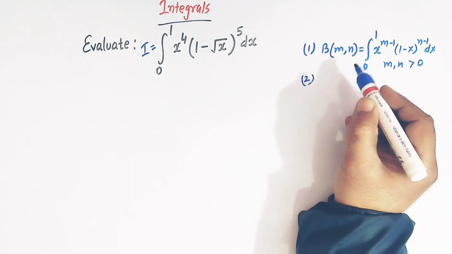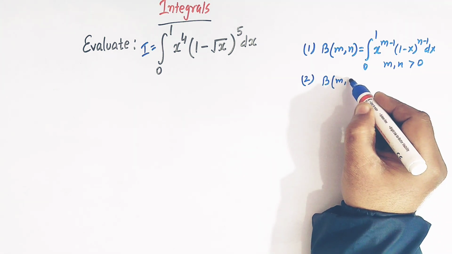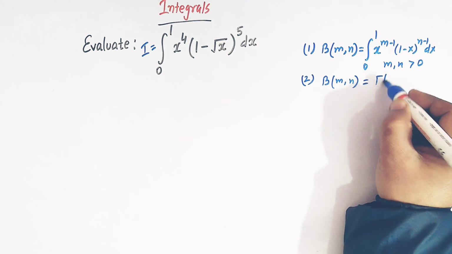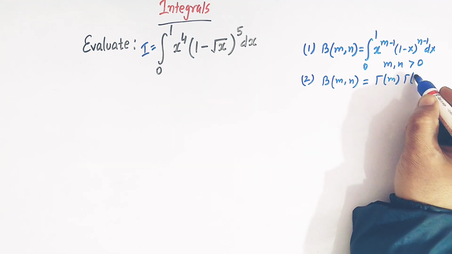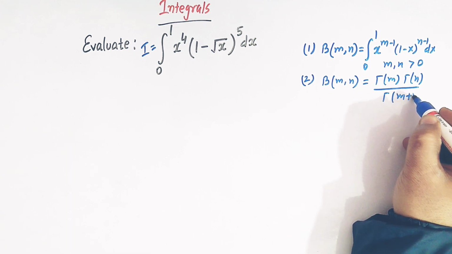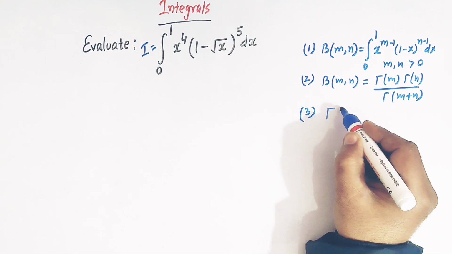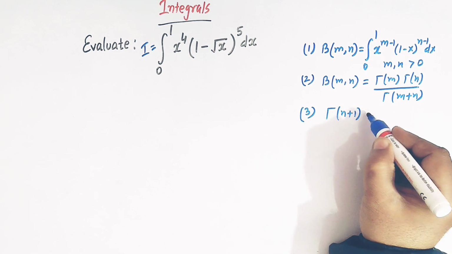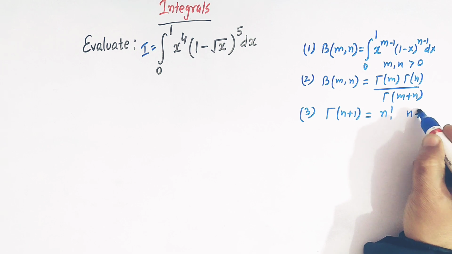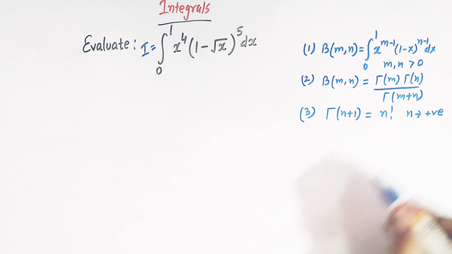And the second result is the relation between beta and gamma functions, that is, beta m comma n is equal to gamma m then gamma n divided by gamma of m plus n. And the third result is gamma of n plus 1 is equal to n factorial, where n is a positive integer.